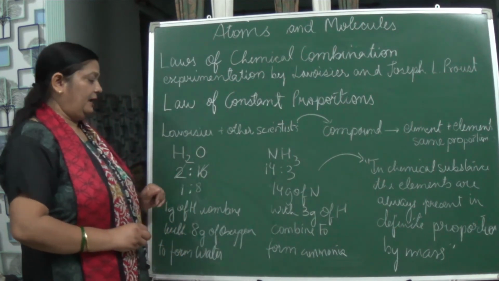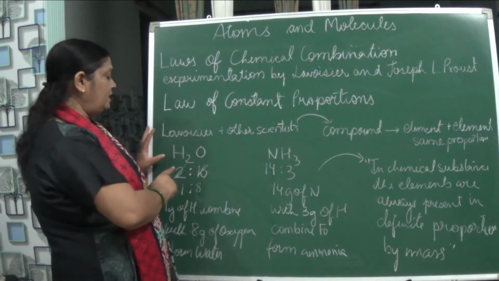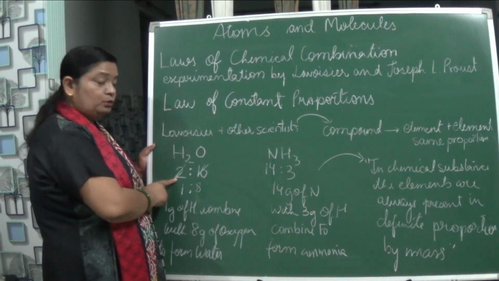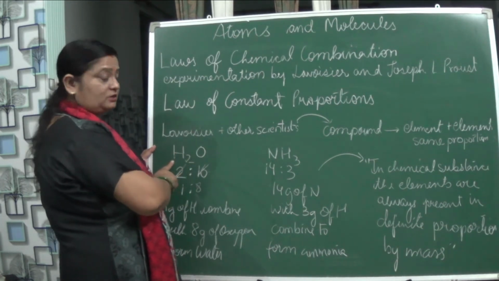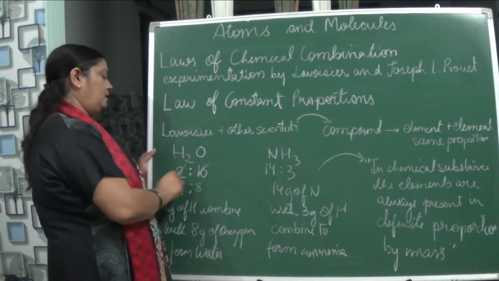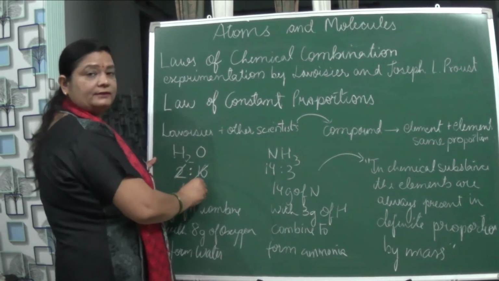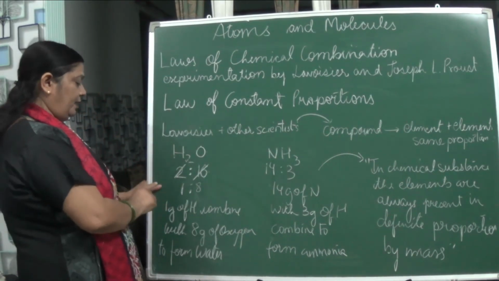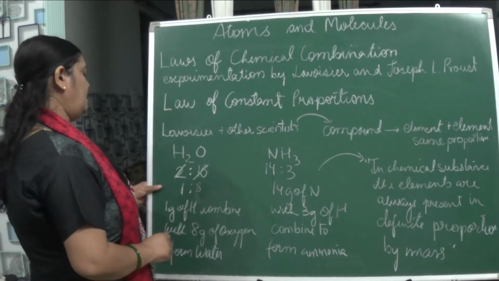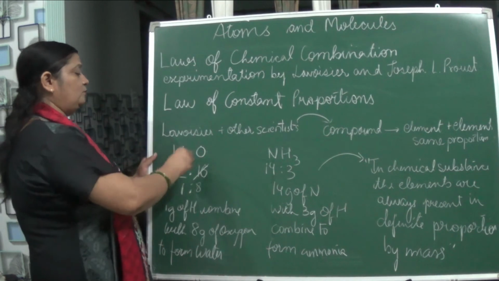For example, if we take water, the formula is H2O. The mass of hydrogen is 1, and 2 hydrogen atoms are present, so 2 into 1 becomes 2. Oxygen mass is 16. So 2:16 comes, and when we simplify it, it becomes 1:8. Now here we see 1 gram of hydrogen combines with 8 grams of oxygen to form water.